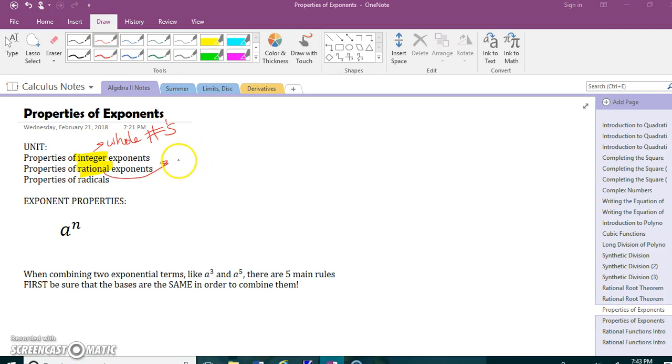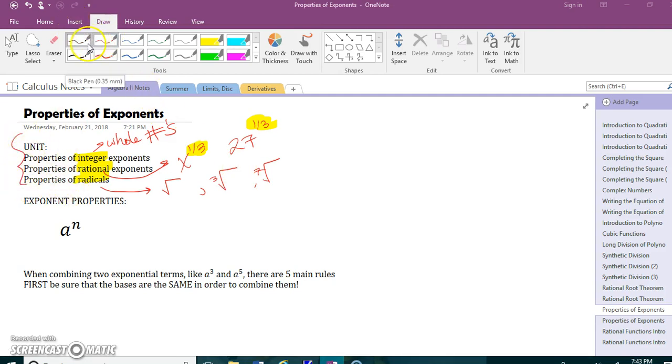Then we're going to review, or maybe for some of you, learn for the first time, rational exponents. That would be like x to the 1/3, or 27 to the 1/3. What does it mean to raise something to a rational, which means a fraction, exponent? After that, we will talk about properties of radicals. Everyone has seen a square root by now. We're going to work with cube roots, 7th roots, etc., and simplifying them and solving equations with them. So this is a little unit on all three of these.